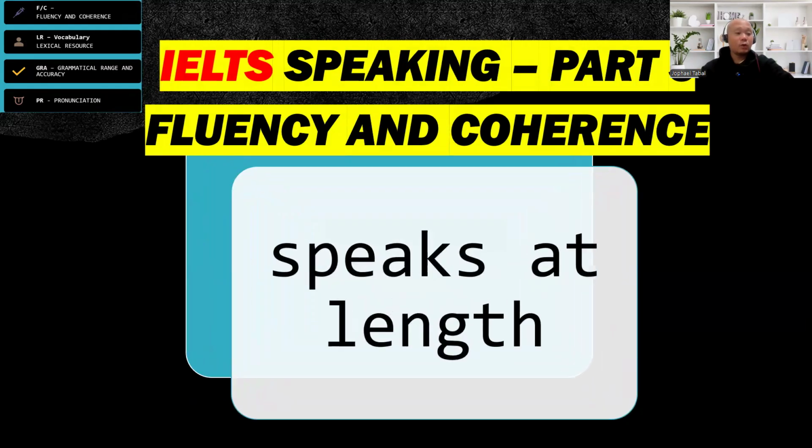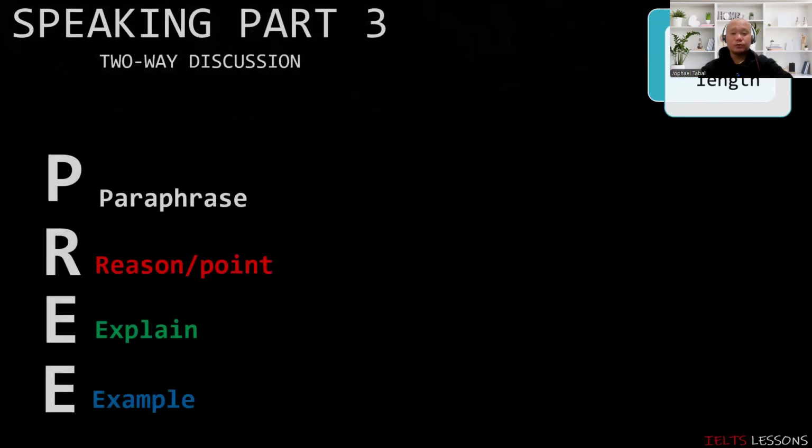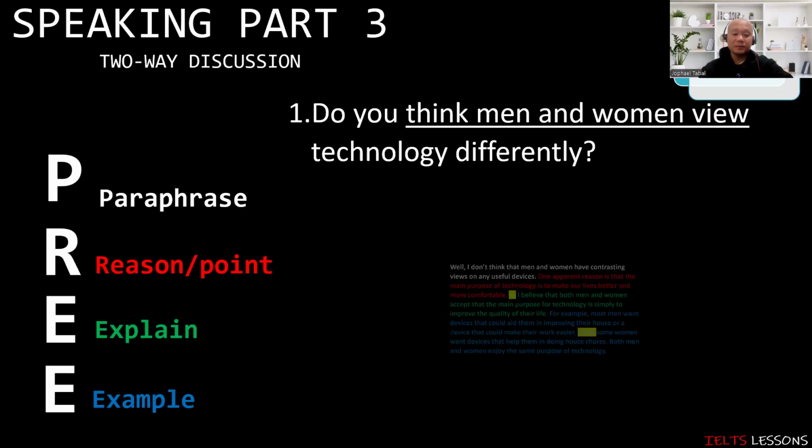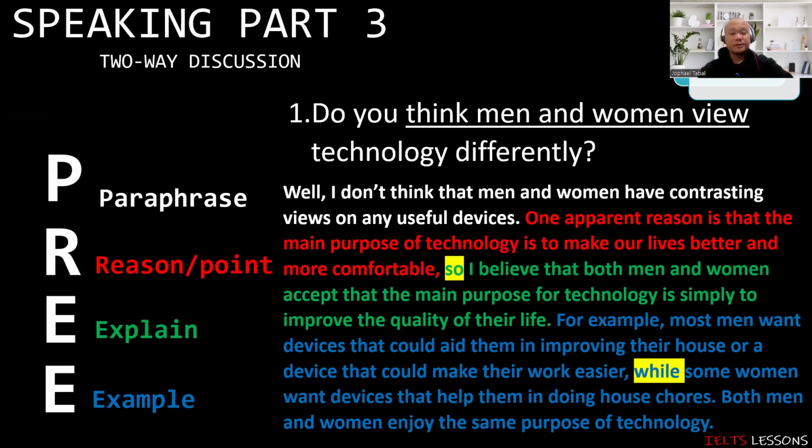What should the candidate do to meet this criterion? The candidate must follow a certain structure in answering the question for speaking part 3. The structure starts with P, or paraphrase, R, which is reason, E, explain, and another E, which is example. Here's the model answer for speaking at length in speaking part 3.